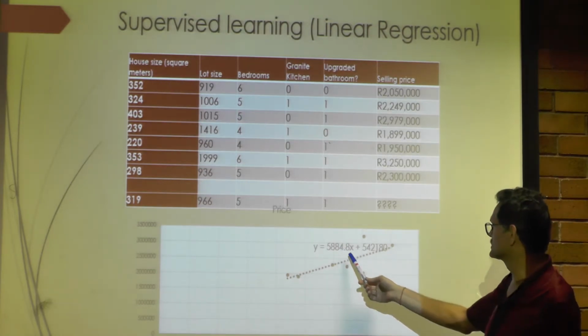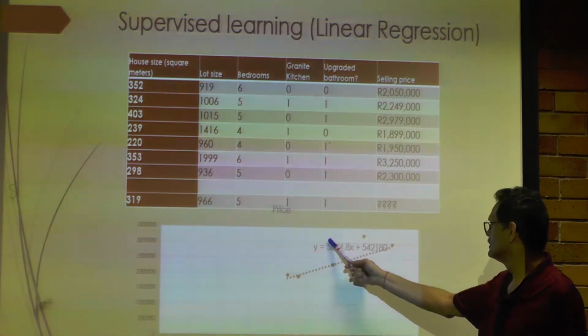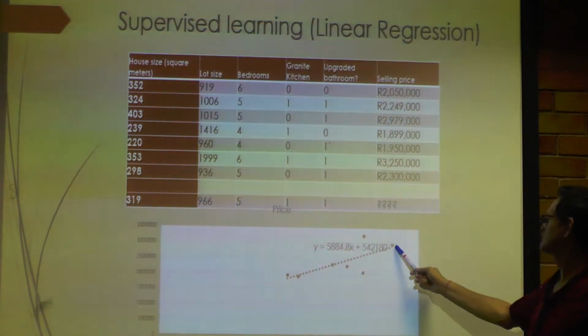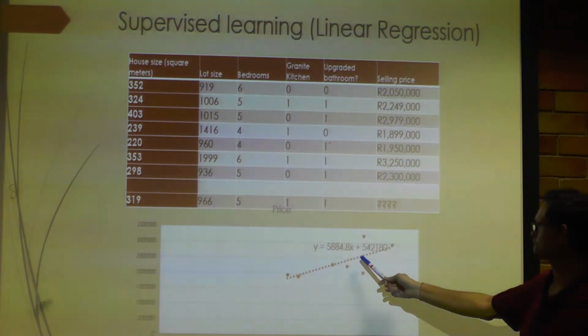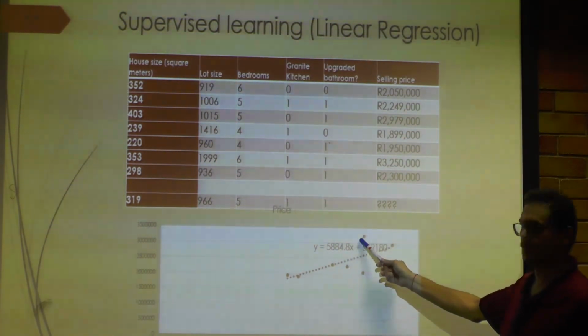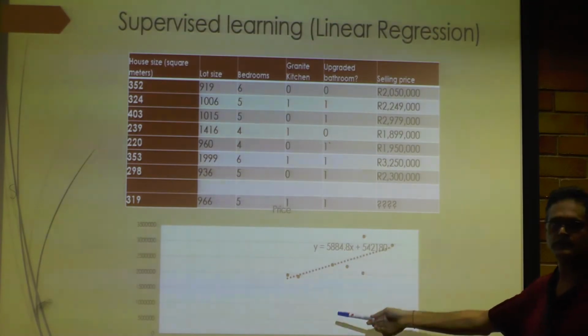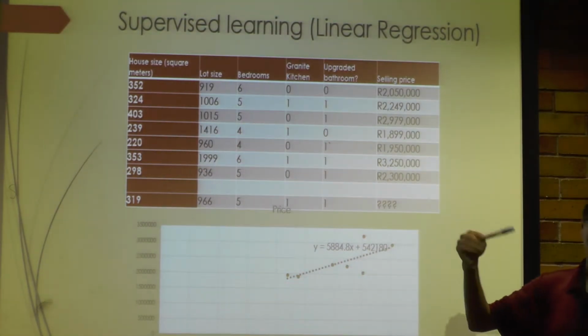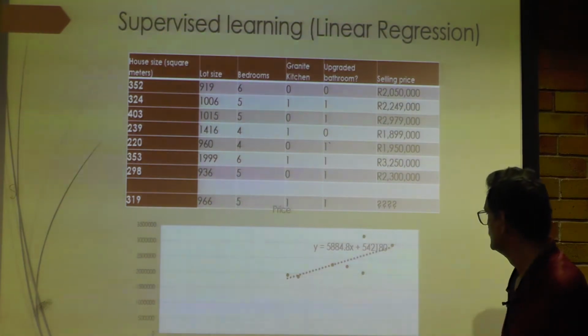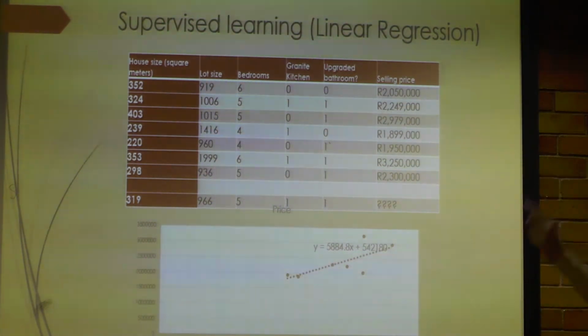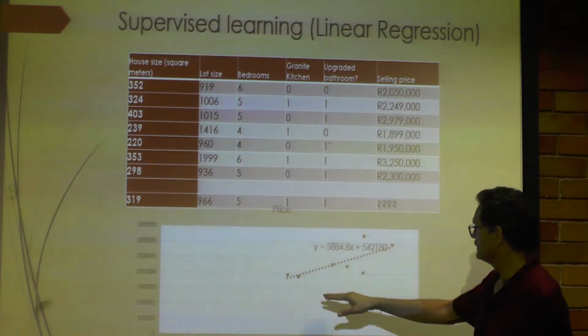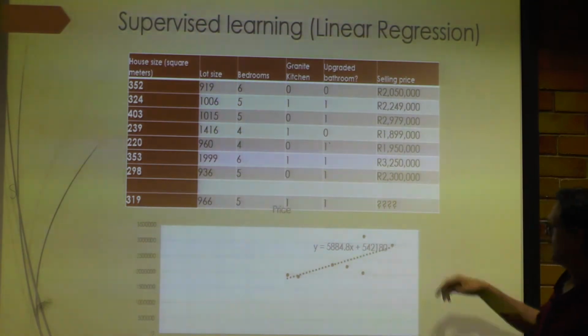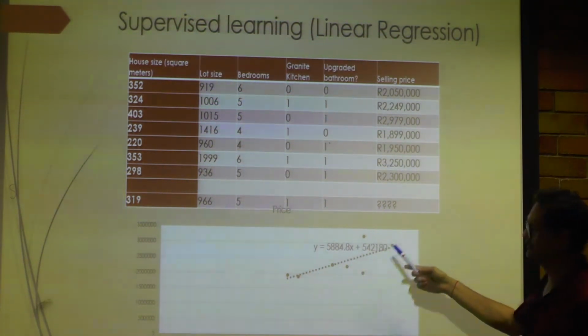Now you can see the equation of that: y is equal to something x plus a constant, all right? And because it's a first order polynomial, it's going to be a straight line. If it was a second power, you could get a curve there. Now I've fitted this line.